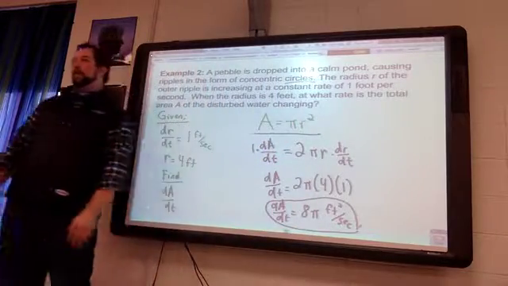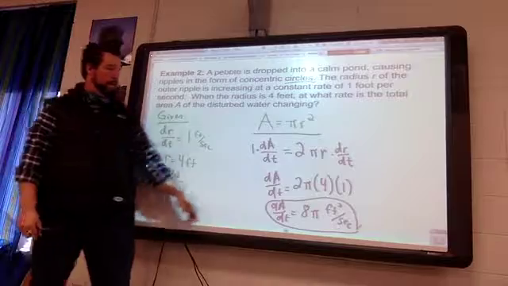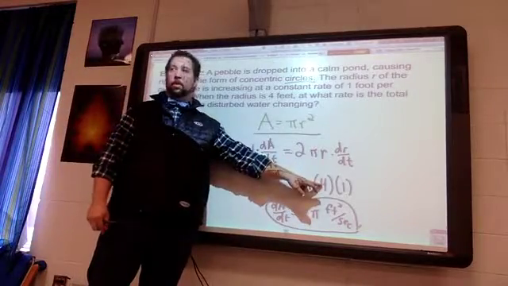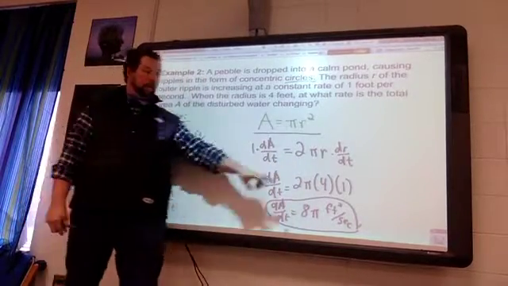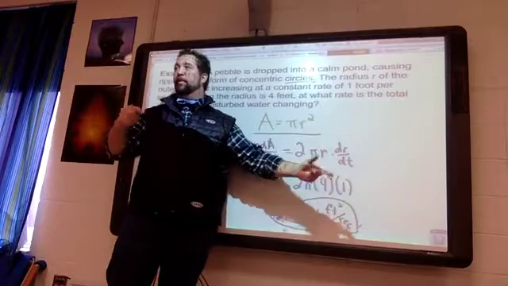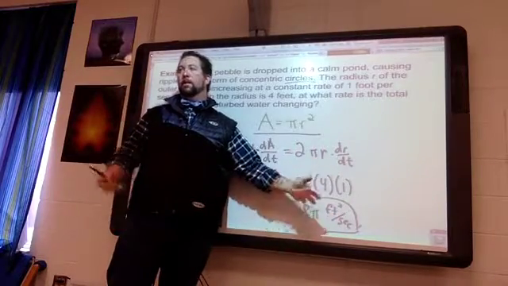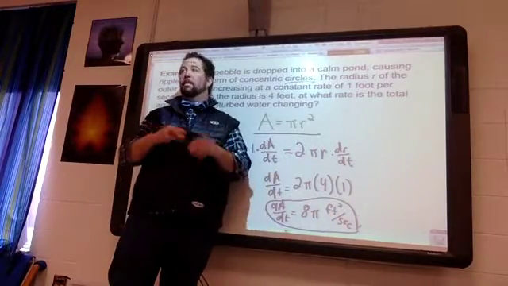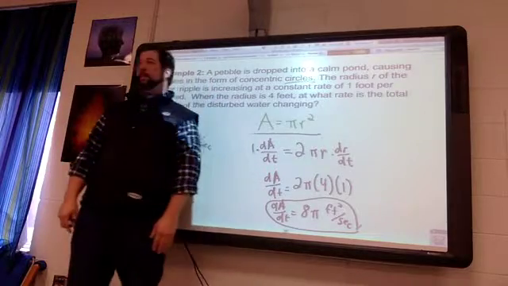Okay, square feet per second, because the 4 was feet, and the 1 was feet per second, so feet times feet gives me feet squared. Which, hey, it's area, it should be something squared.